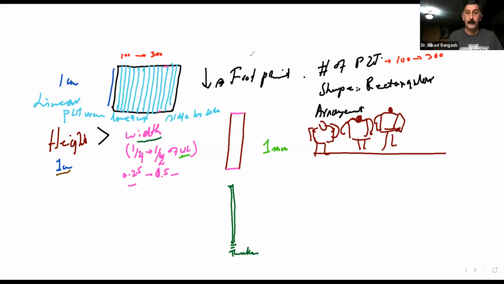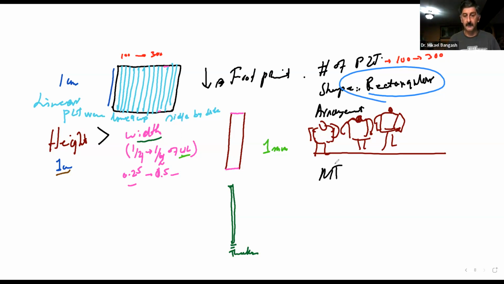Okay. So the shape, taking the shape and saying that the height is going to be greater than the width, that's going to become important later on in this chapter here. Right?